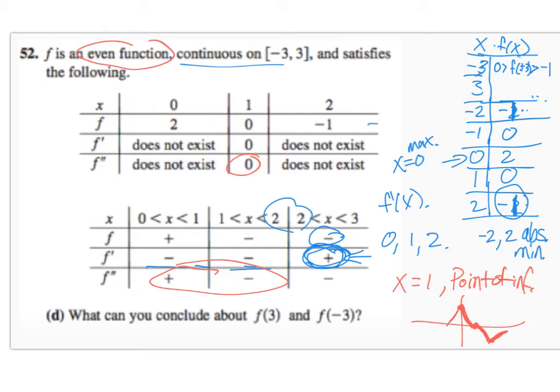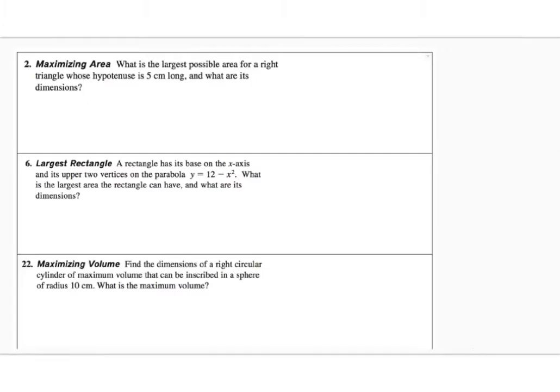That also means that the other half of this graph is going to mirror that and look something like that. F of 3 and f of negative 3, that's about as much as we can conclude. Can't really do much else beyond that.